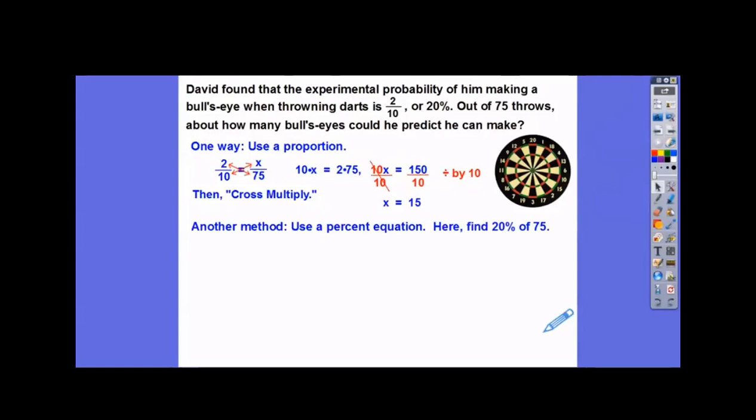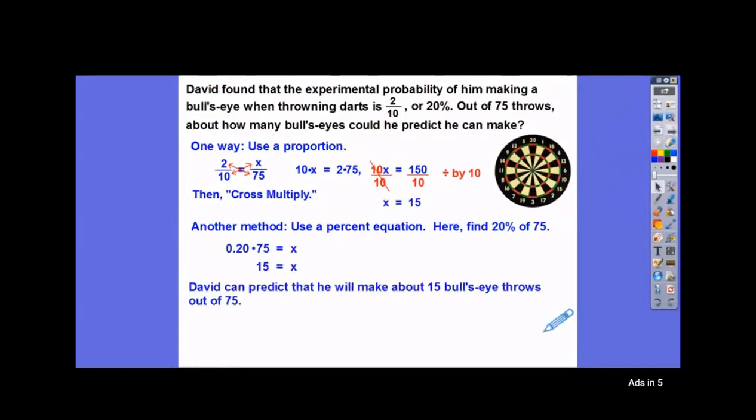Another method is to use a percent equation. We said that it was 20%, right? So we can calculate 20% of 75. So the first method was what? Proportion. The second method was percent. So it will be 20%, which means 20 over 100 or 0.2 times 75. It will give us 50. Then we used two different methods to find the answer.